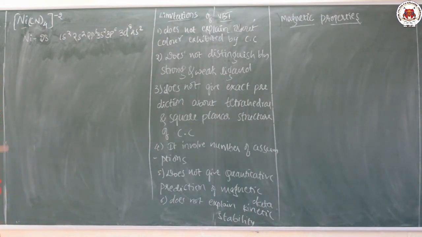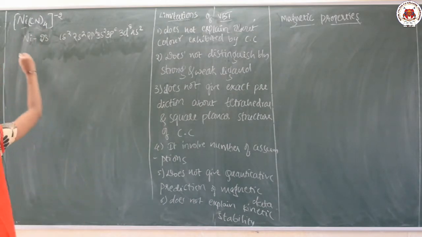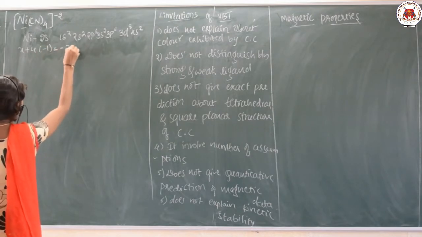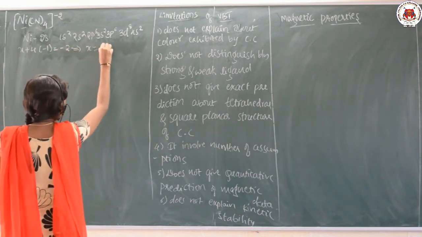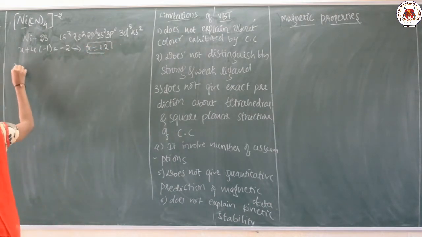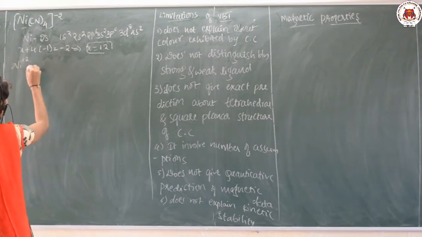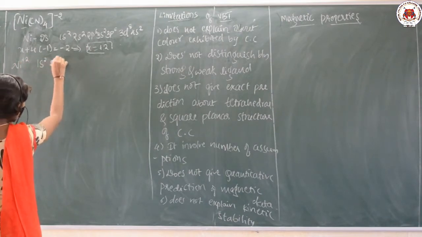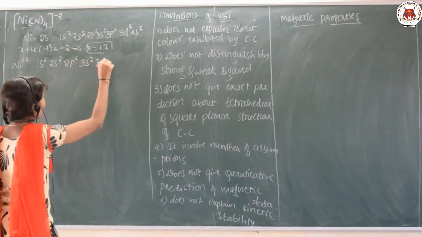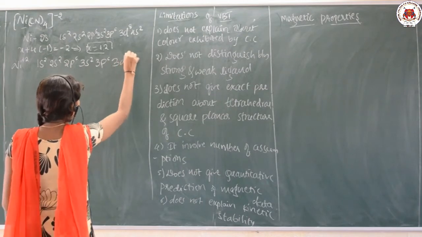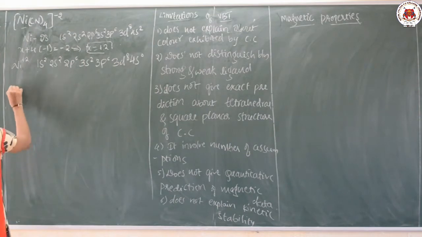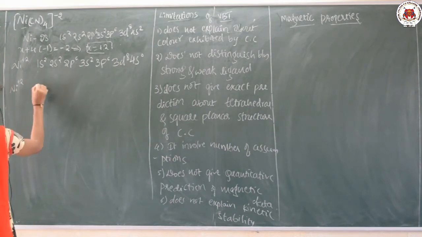Now I need to find out the oxidation state of the nickel. So, x plus 4 into minus 1 is equal to minus 2. So, x will have the value of plus 2. It means Ni is present in the plus 2 form. So, the Ni2+ configuration is obtained by removing 2 electrons from the outer shell, 4s0. Okay. So, now Ni2+.